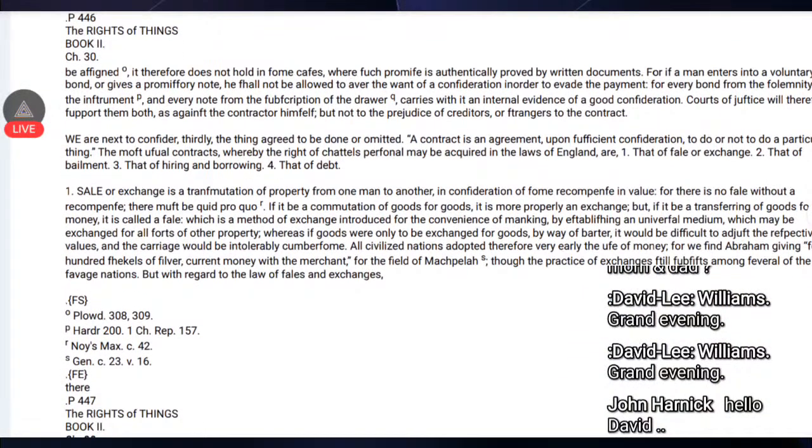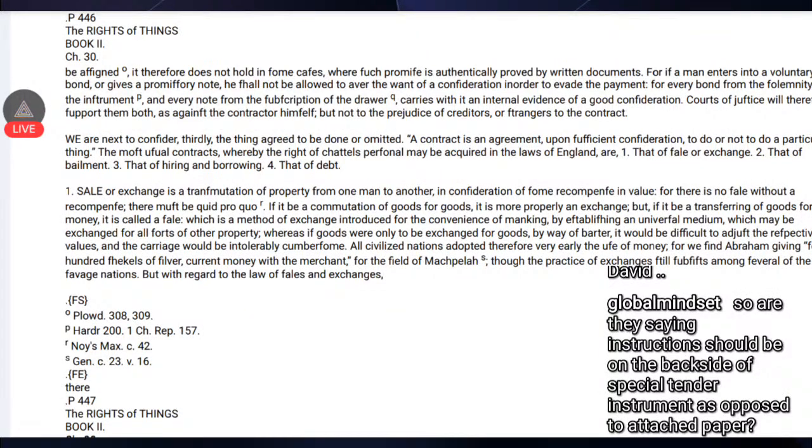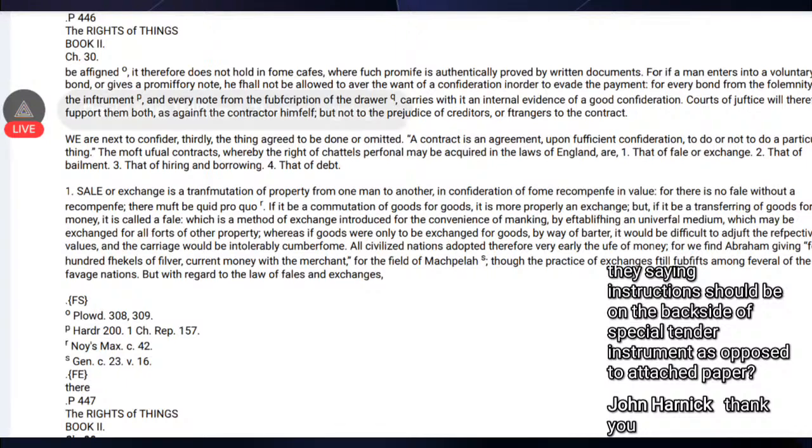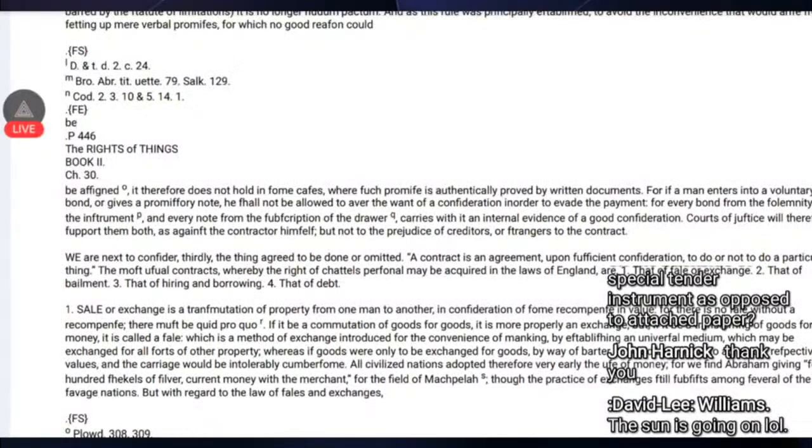For if a man enters into a voluntary bond or gives a promissory note, he shall not be allowed to aver the want of consideration in order to evade the payment. For every bond, from the solemnity of the instrument, and every note, from the subscription of the drawer, carries with it an internal evidence of good consideration. Courts of justice will therefore support them both, as against the contractor himself, but not to the prejudice of creditors or strangers to the contract.